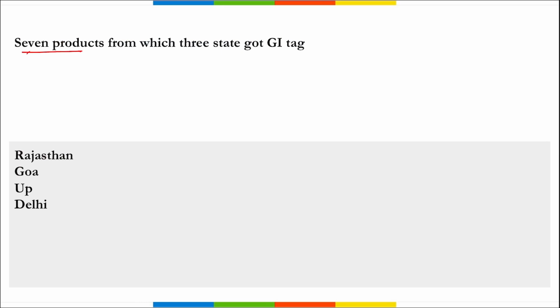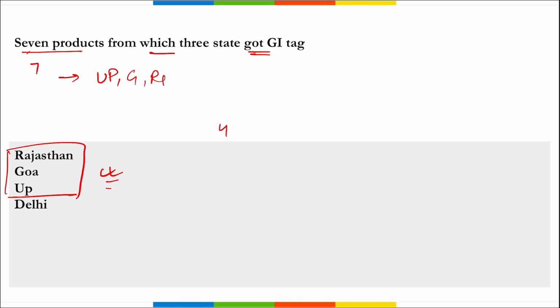Next is 7 products from which 3 states recently got the GI tag. So these 7 products are from UP, Goa and Rajasthan. These are the 3 states we are talking about that got the GI tag, and 7 products got the GI tag from here, right? And if we look at the count, 4 from Rajasthan got the GI tag, then 2 from Goa, and 1 from UP recently got the GI tag.